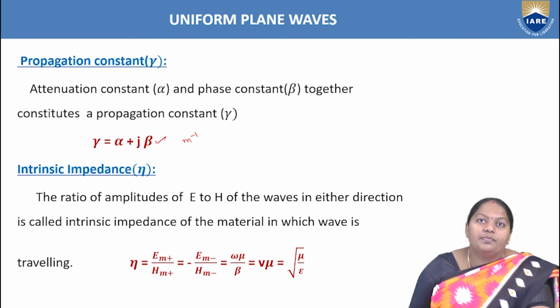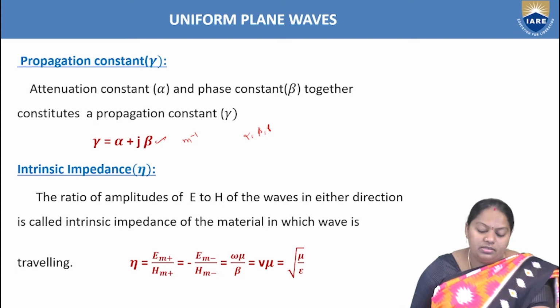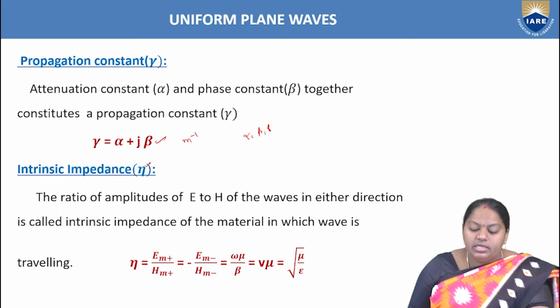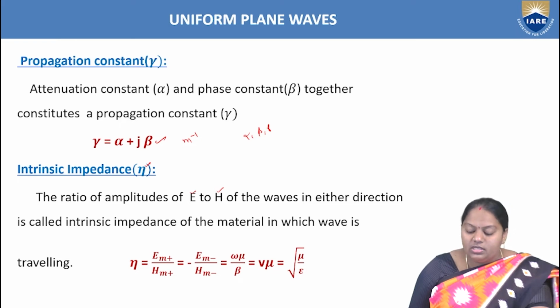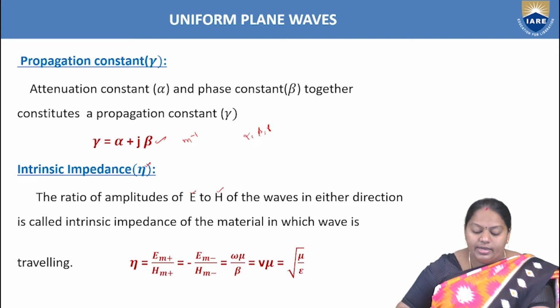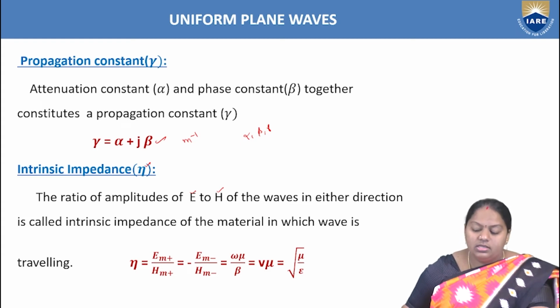Next, along with these three constants alpha, beta, and gamma, we also have another component called intrinsic impedance. The notation is eta. How are we going to define this intrinsic impedance? The ratio of the amplitudes of the electric field strength E to the magnetic field strength H of the waves in either direction, positive or negative, is called the intrinsic impedance of the material in which the wave is traveling.